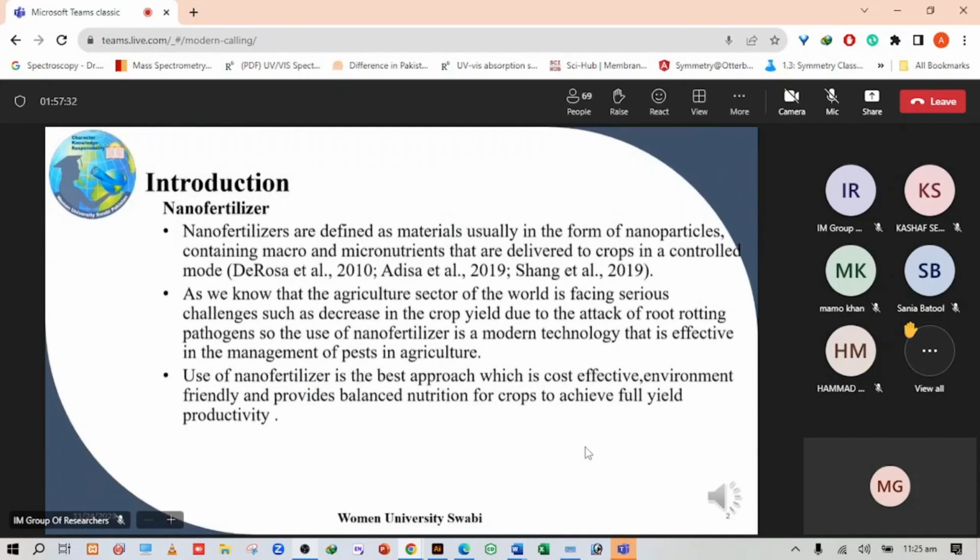Nanofertilizers are basically defined as materials, usually in the form of nanoparticles, containing macro and micronutrients that are delivered to crops in a controlled mode. As we know, the agricultural sector of the world is facing serious challenges, such as a decrease in crop yield due to the attack of root rotting pathogens. Nanofertilizers are a modern technology that is effective in the management of pests in agriculture. The use of nanofertilizer is the best approach, which is cost effective, environment friendly and provides balanced nutrition for crops to achieve full yield productivity.